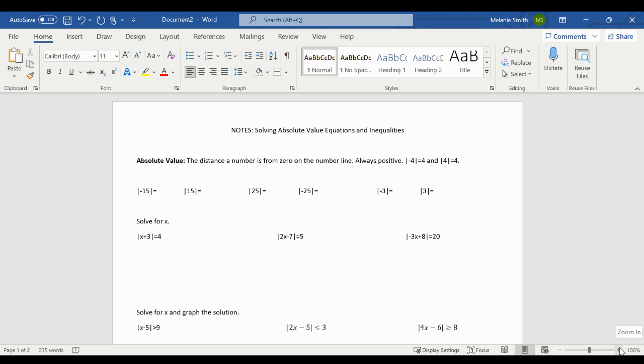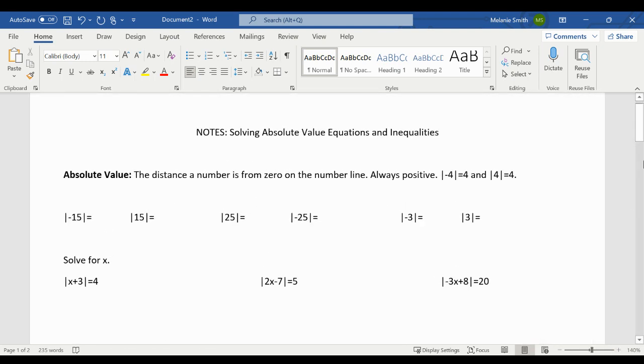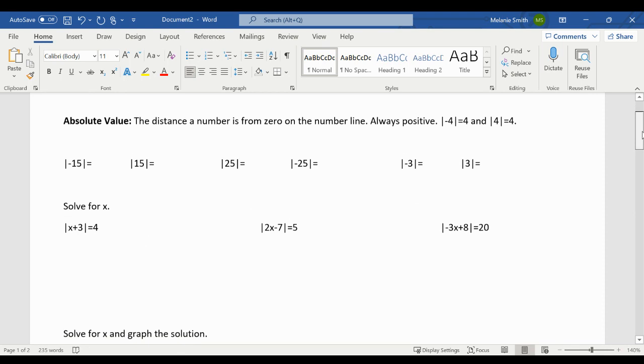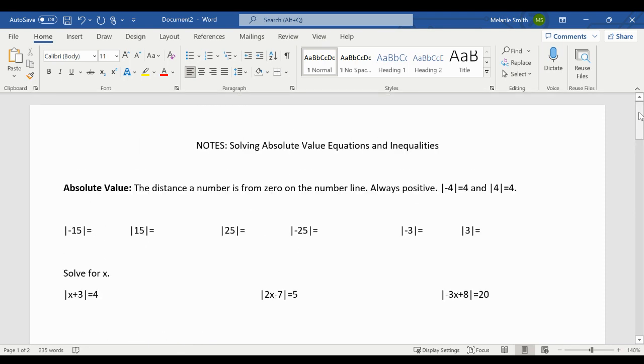Hey you guys, so we're moving on with module 7 and looking at absolute value. Make sure that you're filling in the absolute value side of your notes. Absolute value, just as a reminder, is the distance a number is from 0 on the number line. So absolute value is always going to be positive because it's a distance.